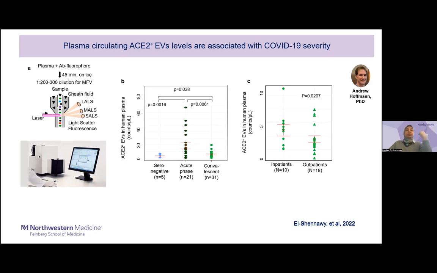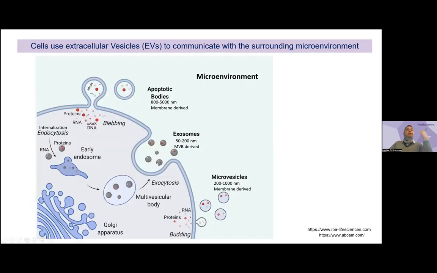Nice. So what are extracellular vesicles? Let's refresh the memory. Extracellular vesicles are, as the name implies, vesicles that are shed by the cell in order to communicate with its surrounding environment. They can come in a range of sizes. They can be apoptotic bodies, the bigger ones, from 800 to 5,000 nanometers. They can be exosomes, up to 200 nanometers, or they can be microvesicles, the smaller ones, which are up to 1,000 nanometers.